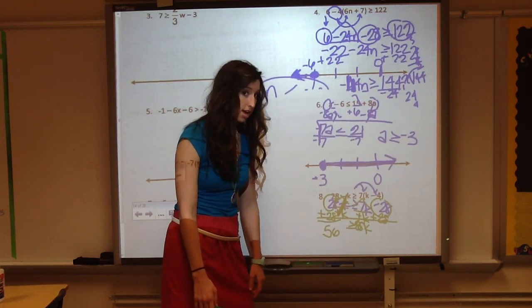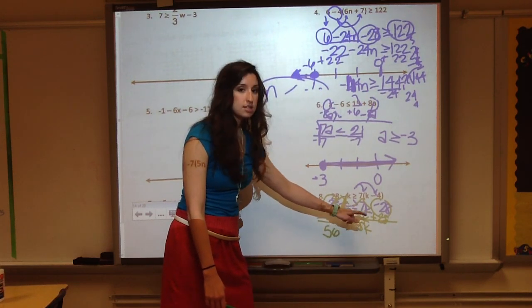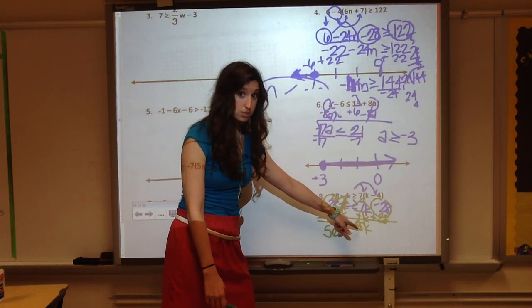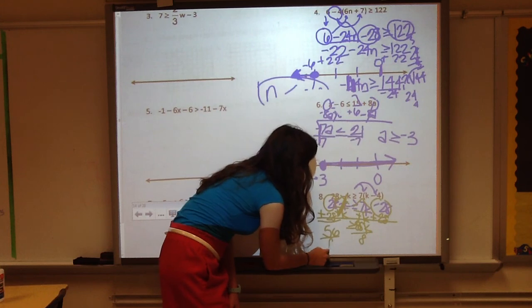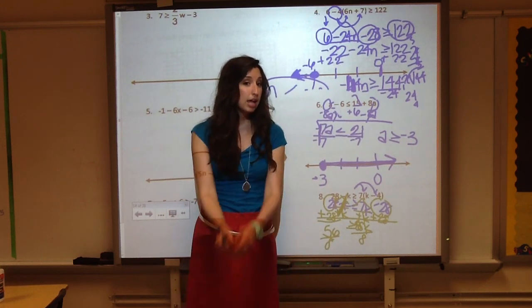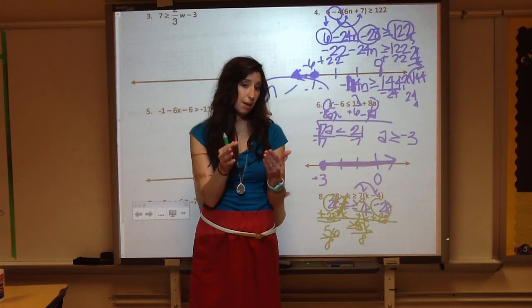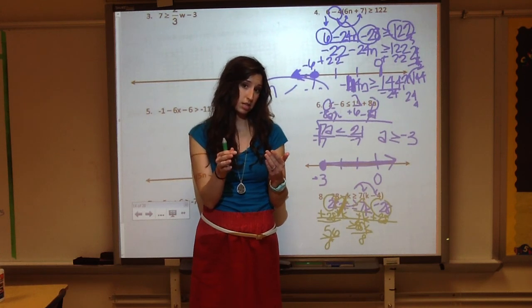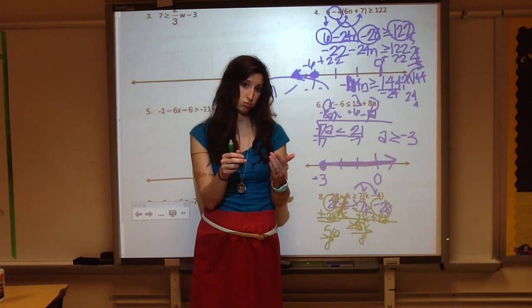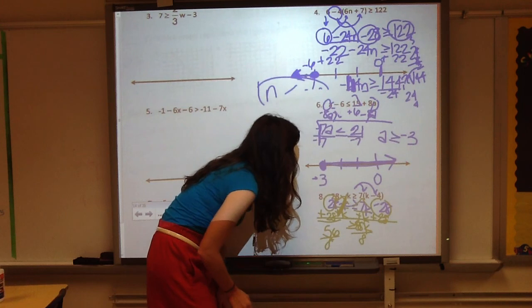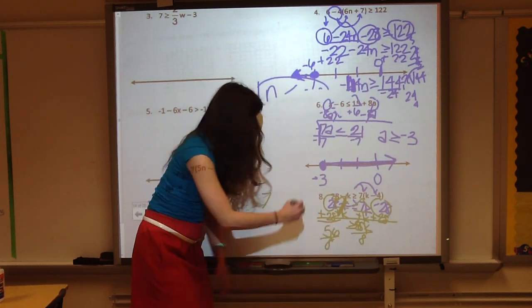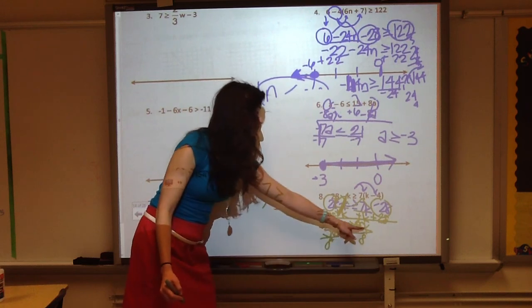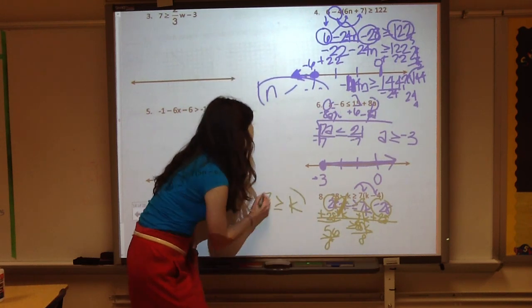Well, how do I get k by itself? It says 8 times k. Opposite of times, divide. Divide by 8, divide by 8. I'm dividing by a positive number. Do I need to flip my sign? No. So 56 divided by 8 gives me 7. I did not flip my sign. Is greater than or equal to k.